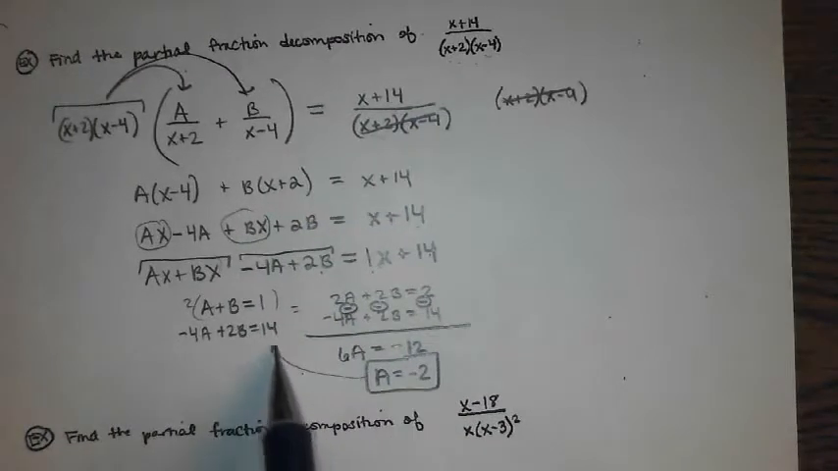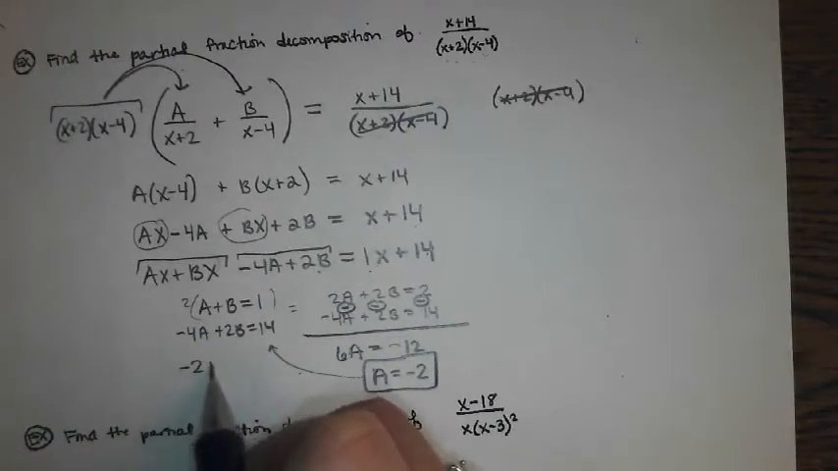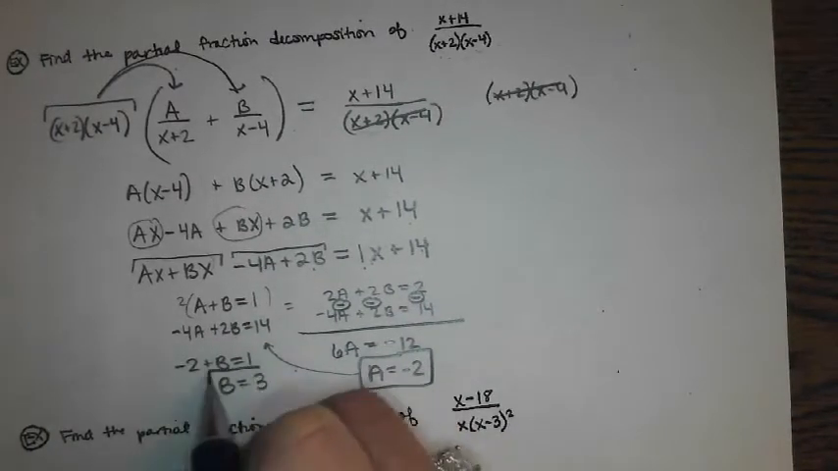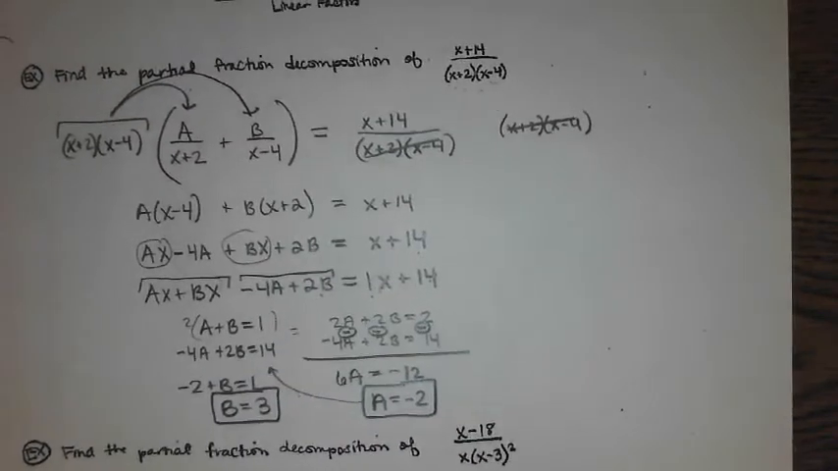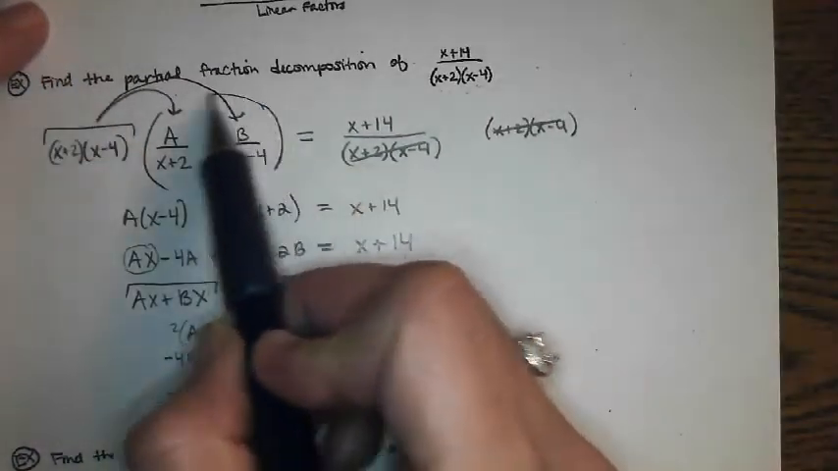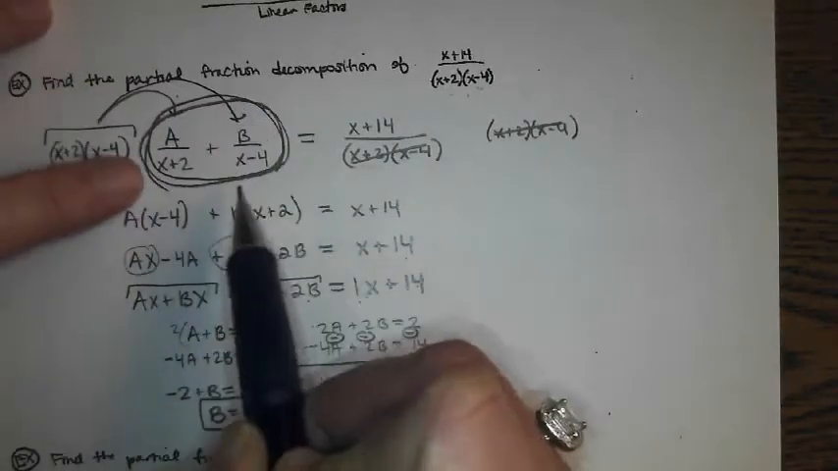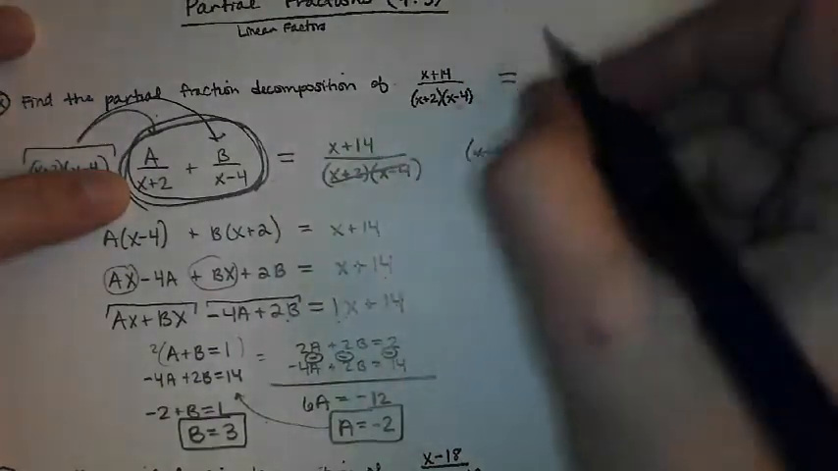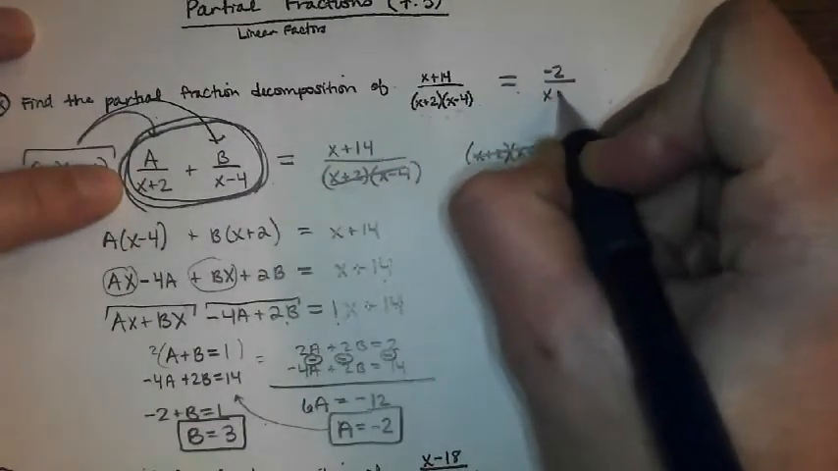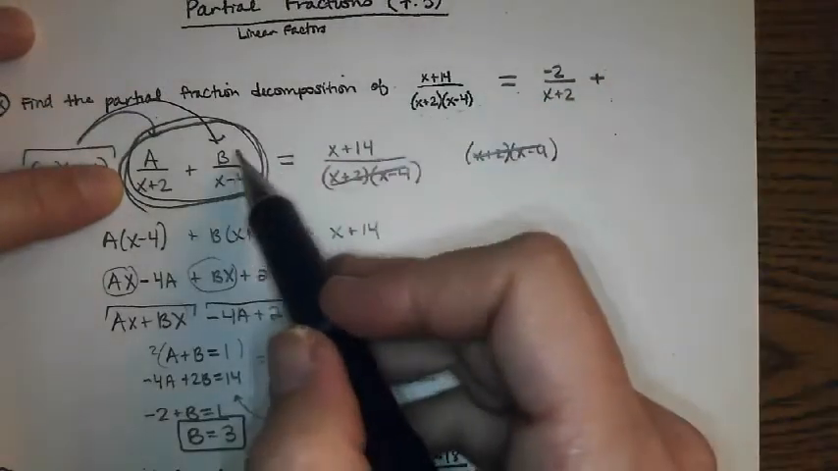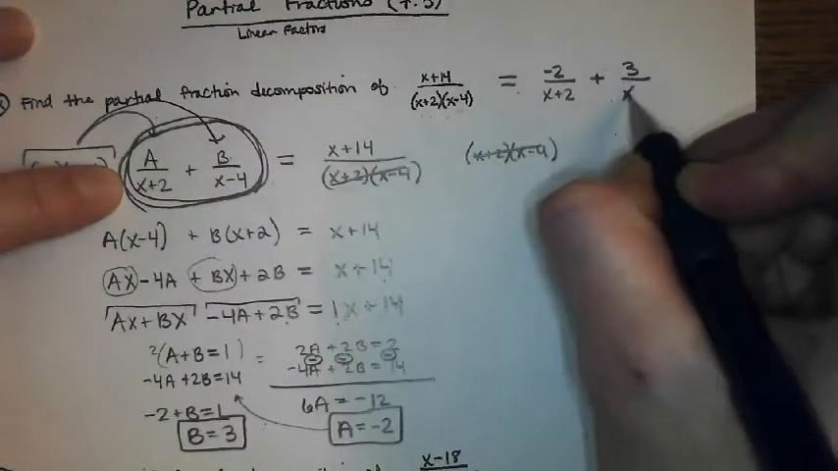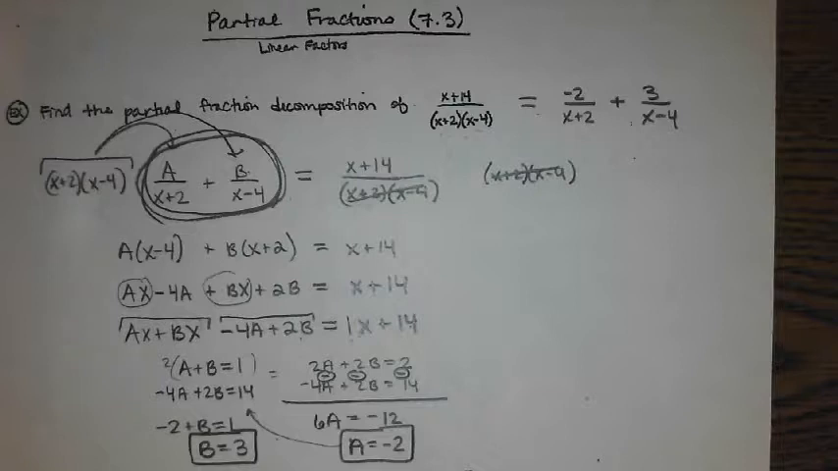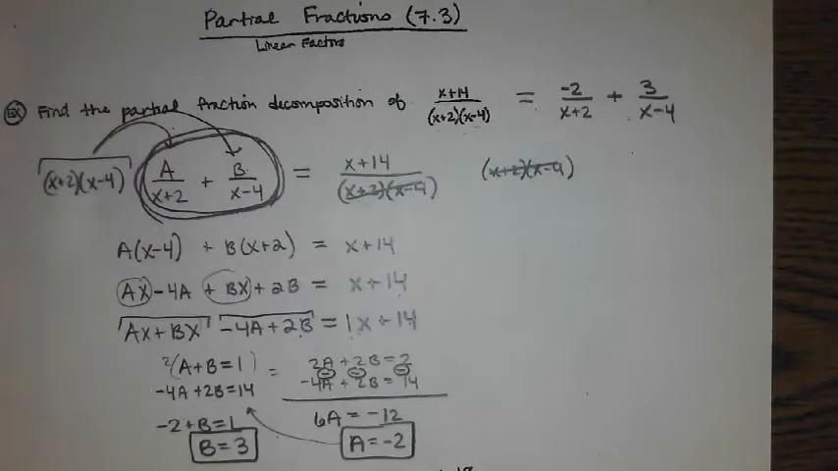We can go back to this layer. I'm going to use the top one. Negative 2 plus B equals 1. Add 2 to both sides. B equals 3. So your partial fraction decomposition, which we set up the structure for right here, we just were on that quest to find A and B. This fraction actually breaks down into negative 2 over x plus 2 plus your B, which was 3, over x minus 4. And we've decomposed that rational expression into two mini fractions. Does that make sense?